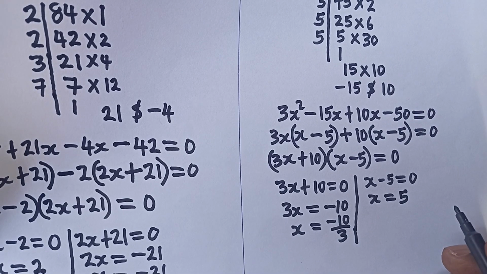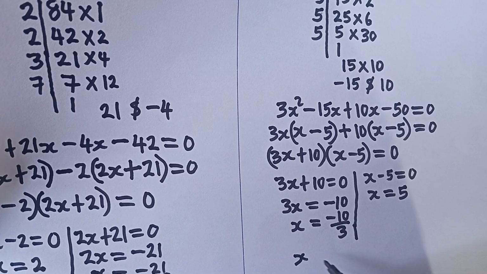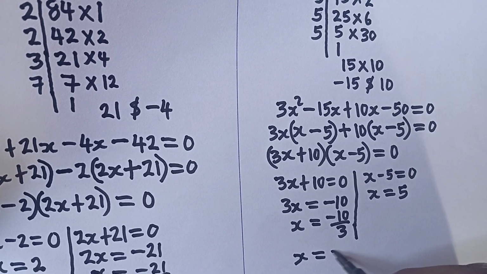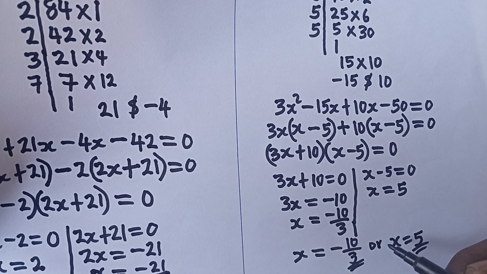So I can conclude now and say the final answer to this is x is equal to negative 10 over 3, or x is equal to 5. So these are the two possible values for x.